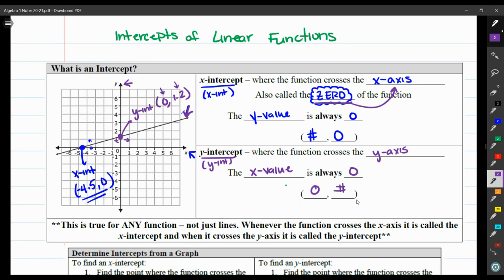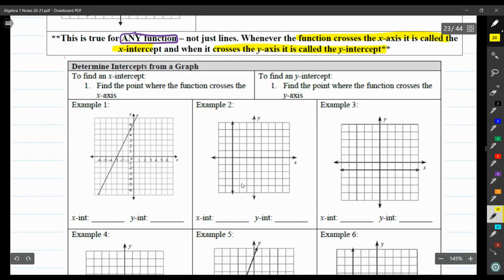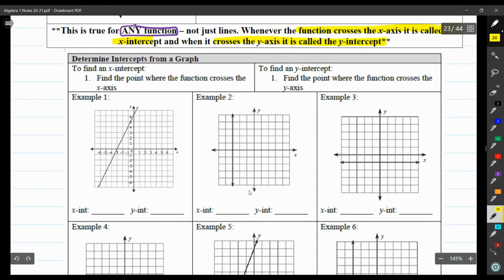Now, this is true for any function, not just lines. This is for anything. We're just concentrating on lines. Whenever a graph crosses the x-axis, it's called the x-intercept. And when it crosses the y-axis, it's called a y-intercept. So any function, this is true. Let's talk about how to determine an intercept from a graph.